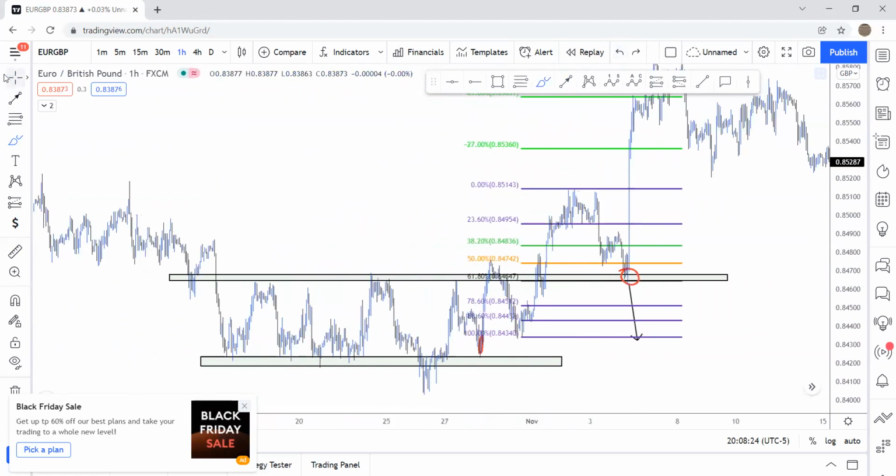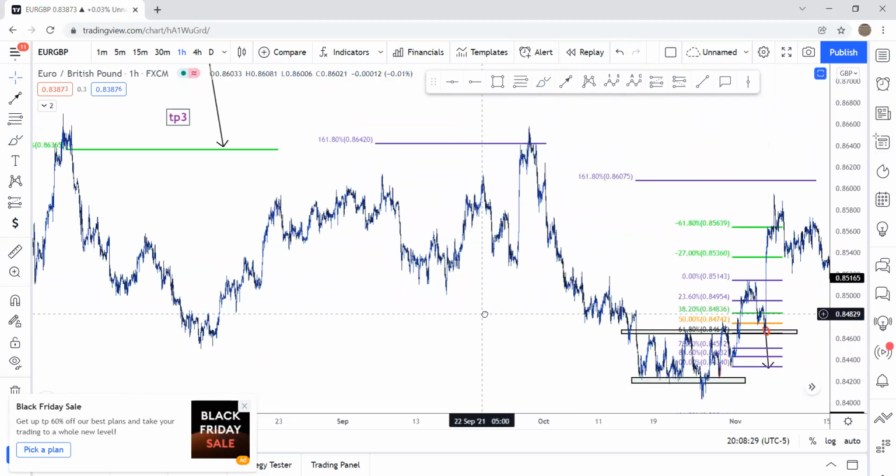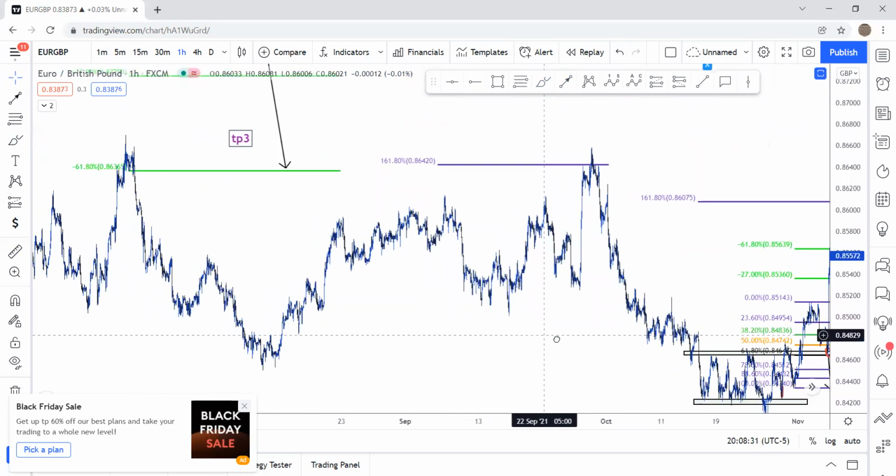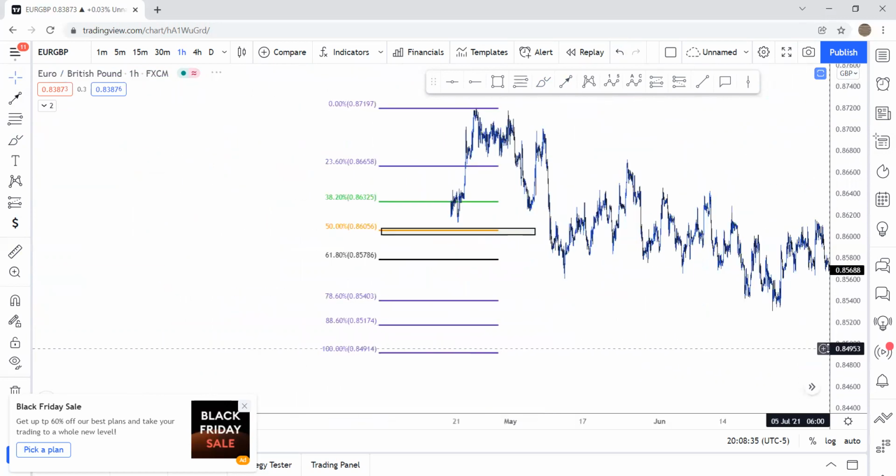Let's see if we can find some other example. See if we could find an example. Oh, I had something over here.